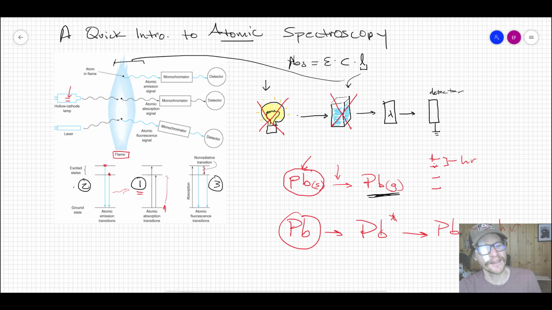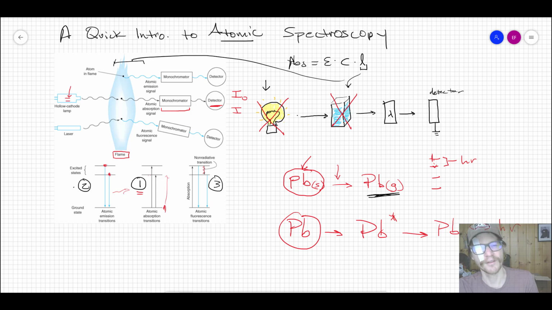And so if you have lead in the flame, it will absorb that very specific frequency of light and then go through its own excitation. And when it absorbs, that means less light is hitting the detector. It's the same thing where we measure a blank sample and a regular sample, and we take the ratio of those to deduce our absorbance. We also have a monochromator because of different stray light.